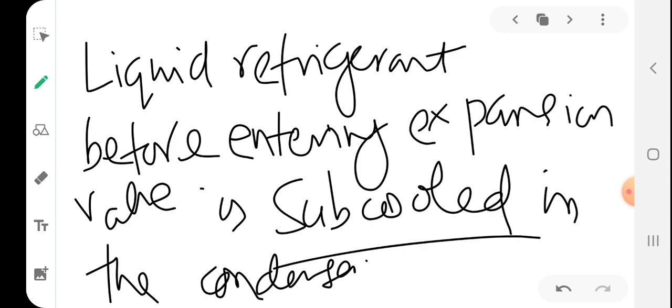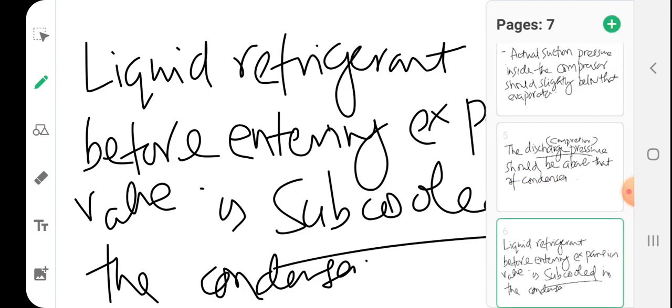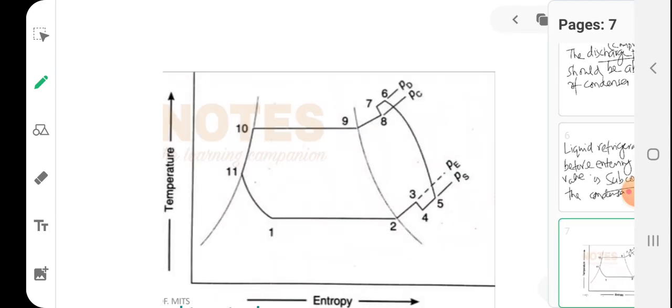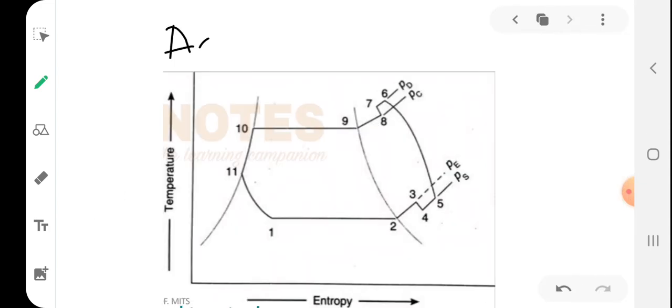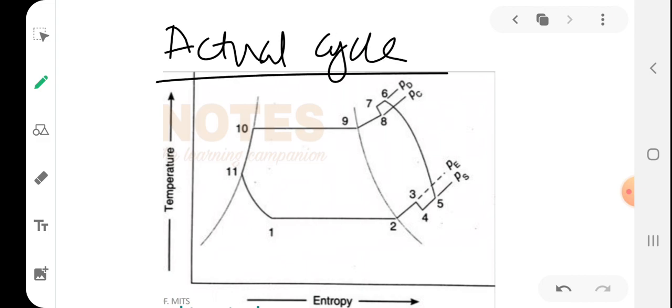So okay, these are the main deviations of the actual cycle from the theoretical cycle. The actual cycle almost looks like this. So this is an actual cycle. It is very much different from the theoretical cycle that we have seen in the previous sessions.